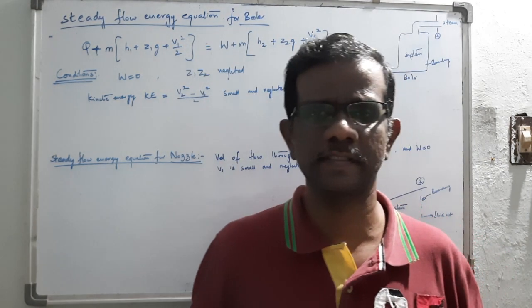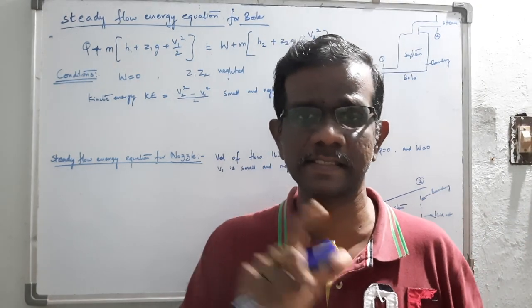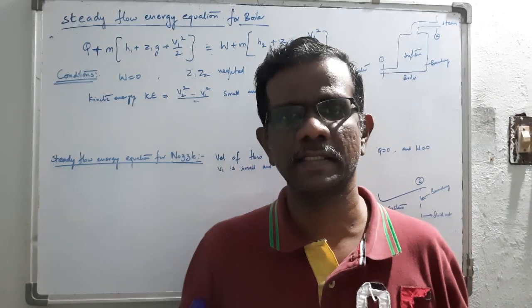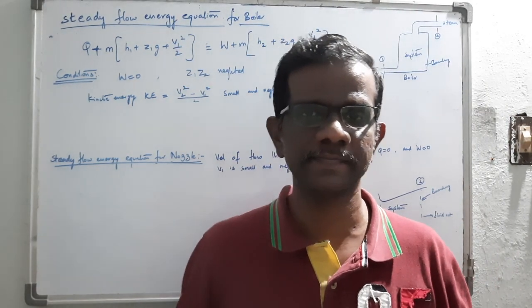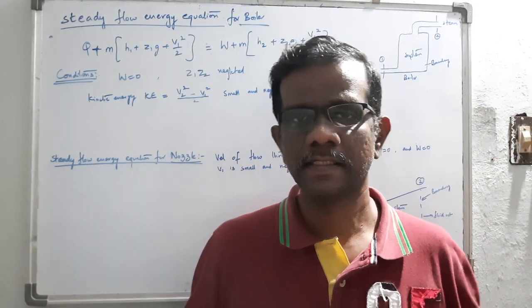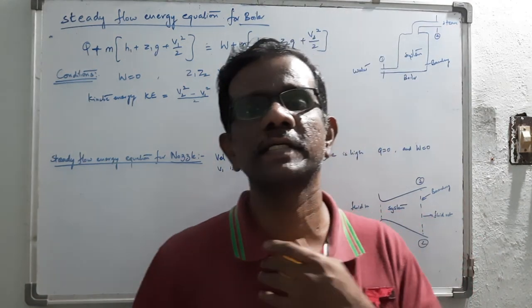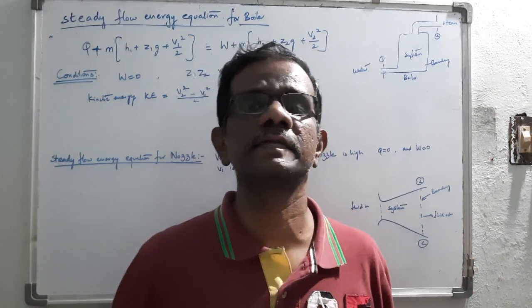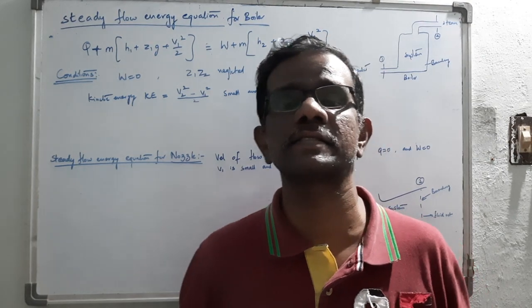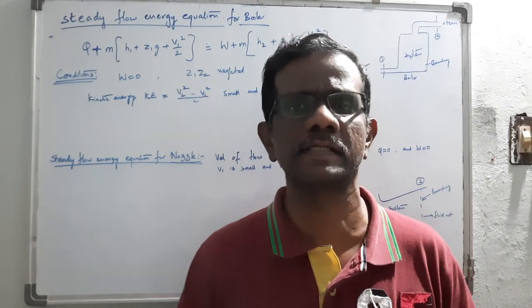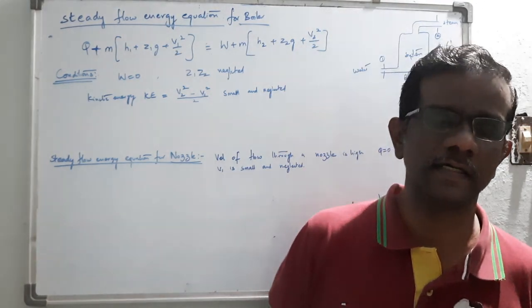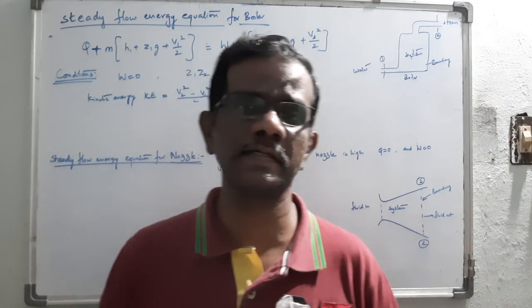In the steady flow energy equation, the mass of the fluid is the same in the entire system. The mass of the fluid entering the system must be equal to the mass of the fluid leaving the system. At the same time, there are no chemical changes. So these are the basic assumptions.